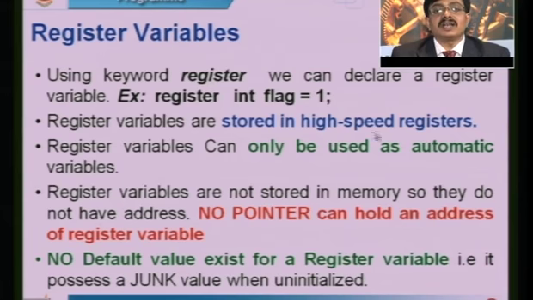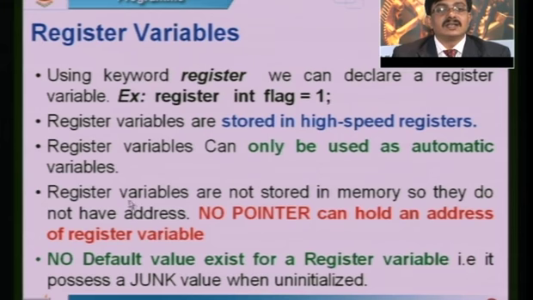So, register variables are stored in a high speed register. Since they are stored in the registers, they do not possess any kind of address. Registers will not have an address. Only the data stored in memory, that is in the random access memory, will have an address, whereas if the data is stored in a register, it will not possess any address. And one more feature of register variables is that they can only be used as automatic variables. You will also see one concept called global variables. Register variables cannot be declared as global variables; they can be declared only as local or automatic variables.